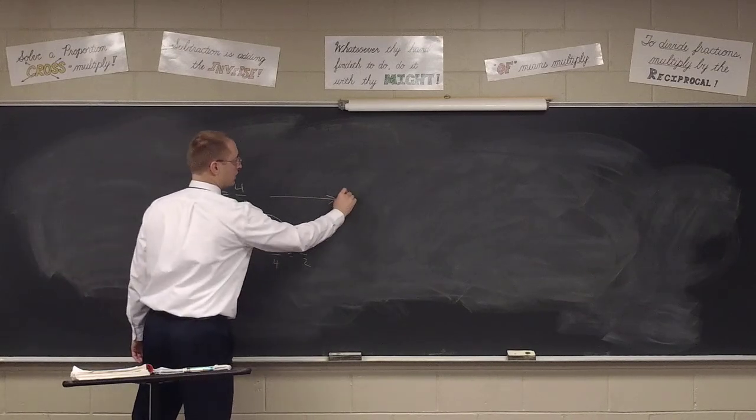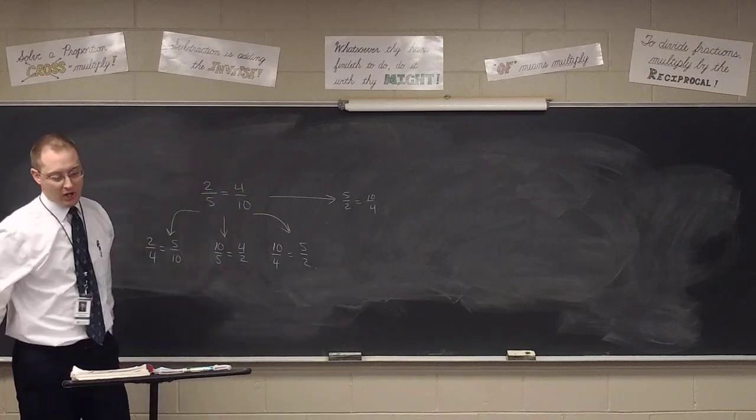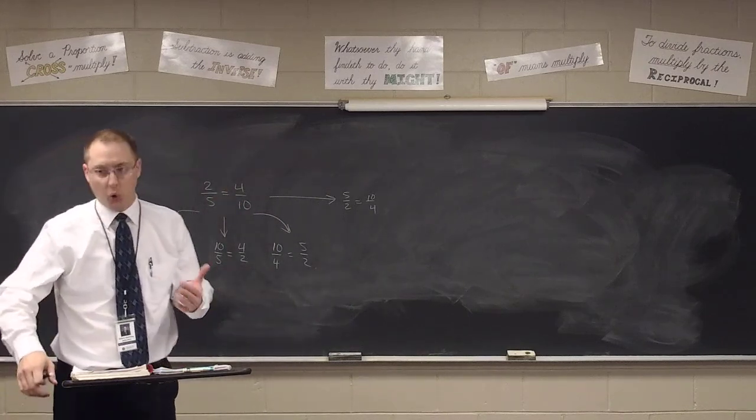5 over 2 equals 10 over 4. Good. 5 over 2 equals 10 over 4. We flipped both of them. Then we got to transformation 3, and there's a corollary for it.